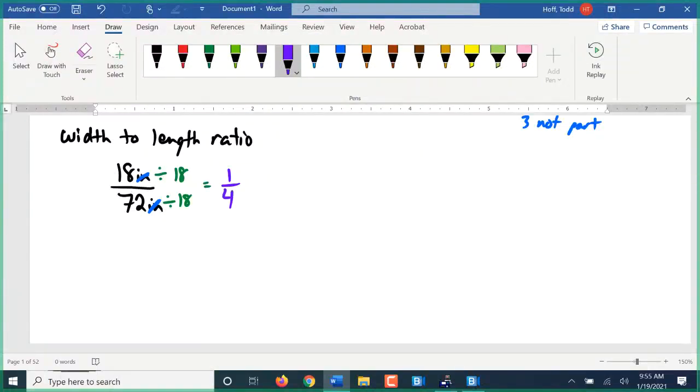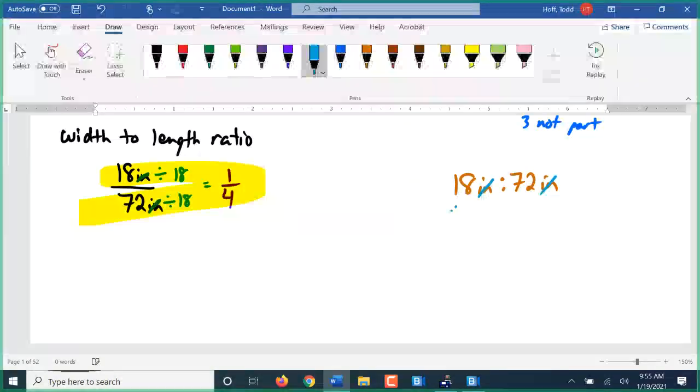That's 1 to 4. Now, if I had written this with a colon in it, 18 inches to 72 inches, I can still reduce it in that form. It's just not something we're used to seeing. We're used to seeing this reduction with a fraction. Well, we can do the same thing here. We can cancel out the inches, and both of those are divided by 18, giving us 1 to 4. It still works out. It's just that fractions are something we've seen before, so we will stick to something we know how to do.